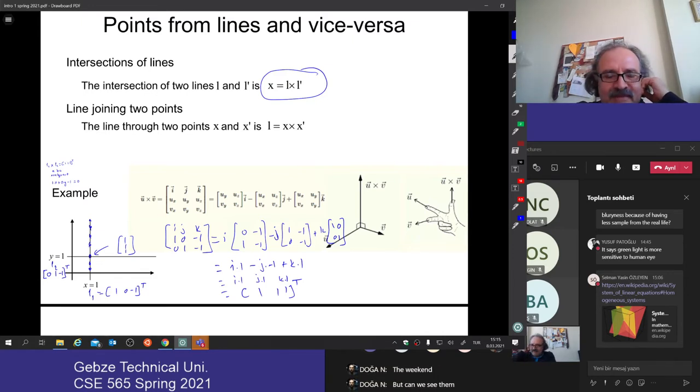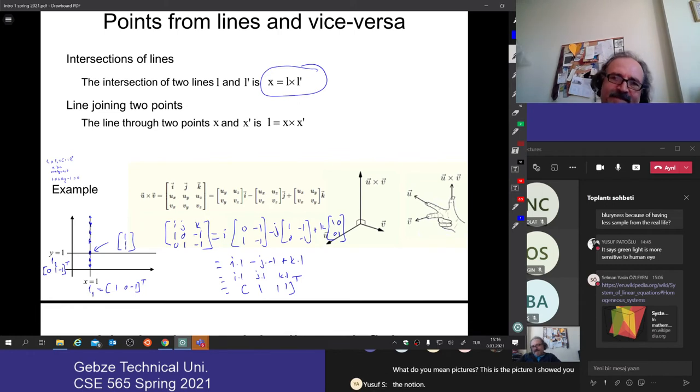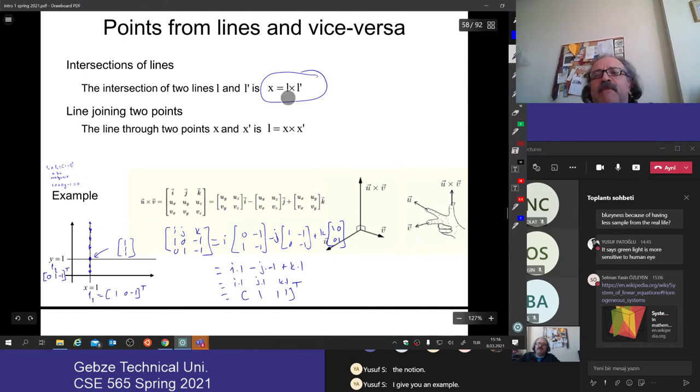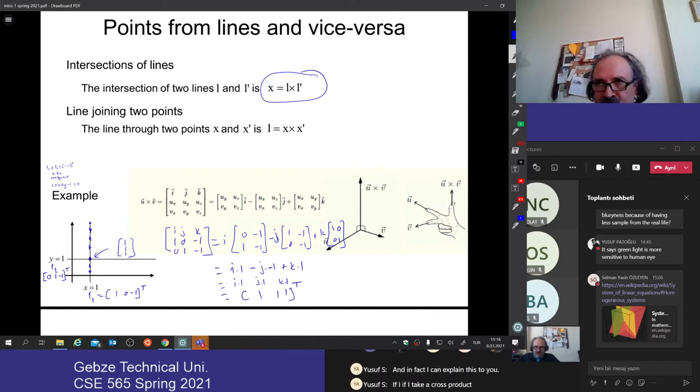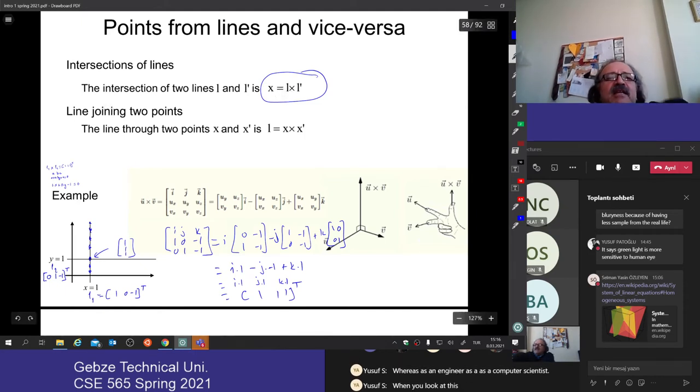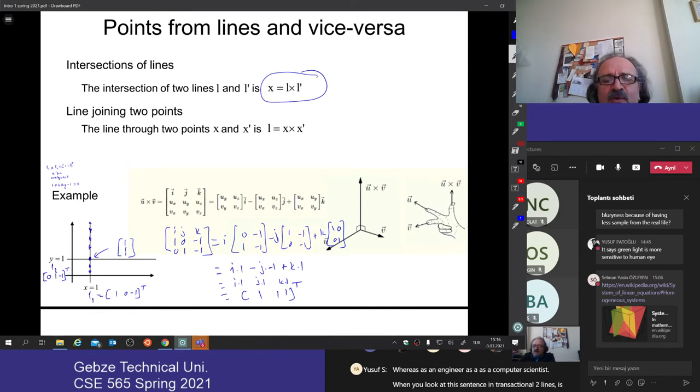Can we see the motion in a picture? What do you mean picture? This is a picture. I showed you the notion. I gave you an example. And in fact, I can explain this to you. If I take a cross product of two vectors, the resulting vector is a three-dimensional vector, and I expect that three-dimensional vector is perpendicular to the original two vectors, right? We know that too. But I am not asking that. As an engineer, as a computer scientist, when you look at this sentence, intersection of two lines is this, you should be asking a question right now. But what happens? Something like that.